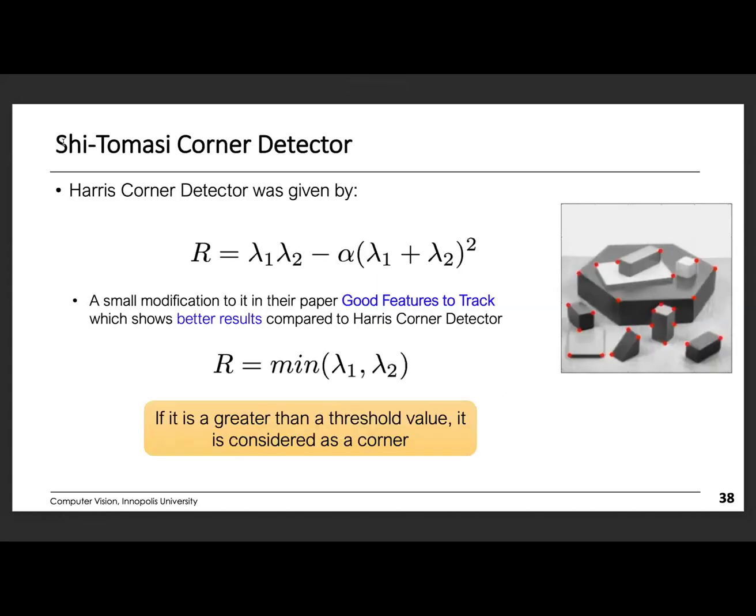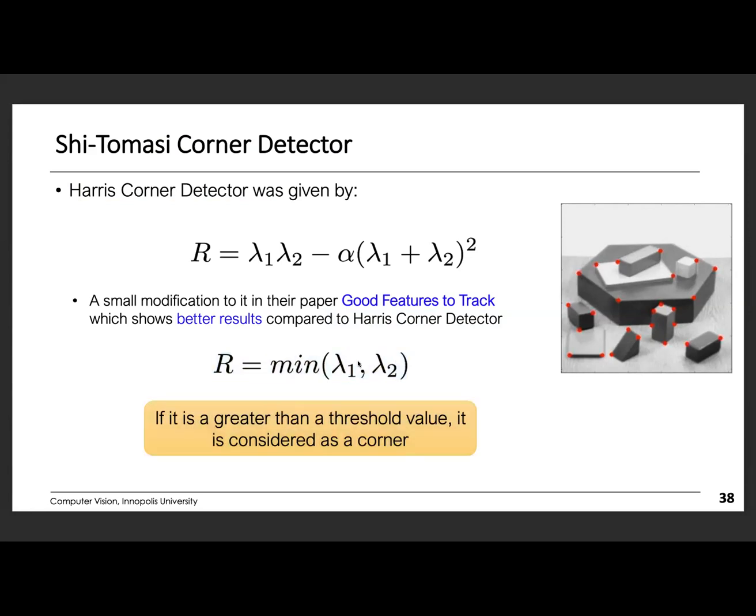Now, again, as we said, there are other techniques to define the R. So there is the Shi-Tomasi corner detector, which is just a Harris corner detector with a small modification, where the modification shows better results compared to the Harris corner detector. And it's a very simple one. R is equal to the minimum between lambda 1 and lambda 2. If lambda 1 is very big and lambda 2 is also very big, then their minimum is very big. If lambda 1 and lambda 2 are very small, then their minimum is very small. So again, it's a flat region and we don't want it.